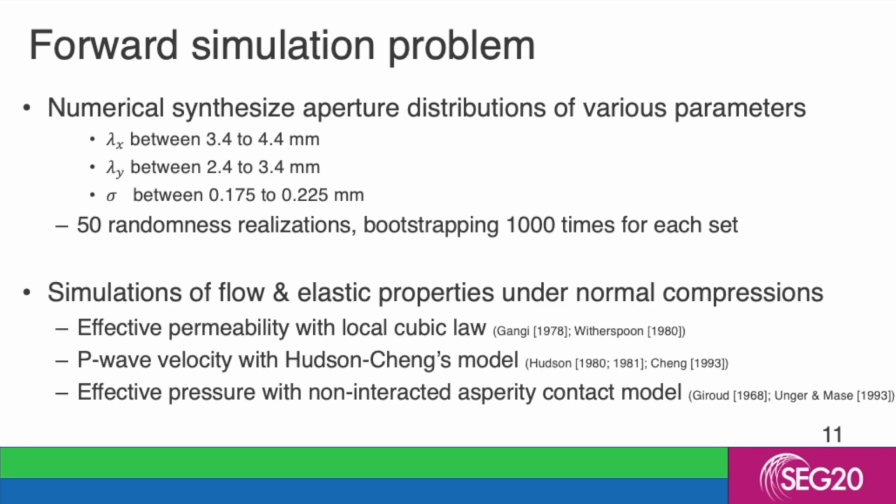For effective permeability, we are going to simulate with Darcy's law with the local cubic law assumption, and P-wave velocity with the Hudson model as usual. The effective permeability of the fracture will be approximated by the asperity contact model without consideration of asperity interactions. Among these 50 realizations, we are going to bootstrap the results 1,000 times in order to obtain the mean and the standard deviation of the randomness realizations better.